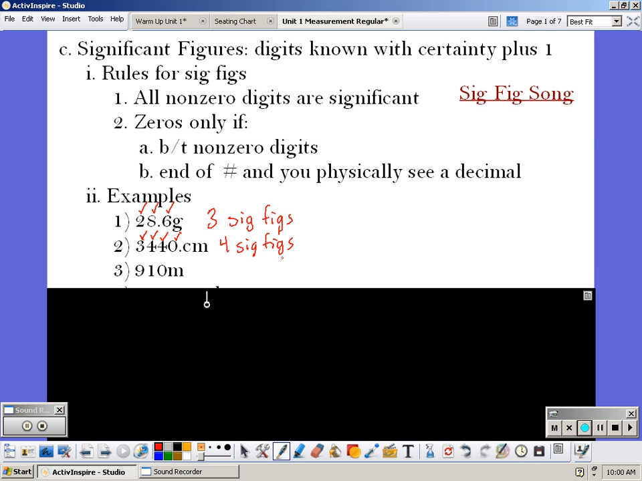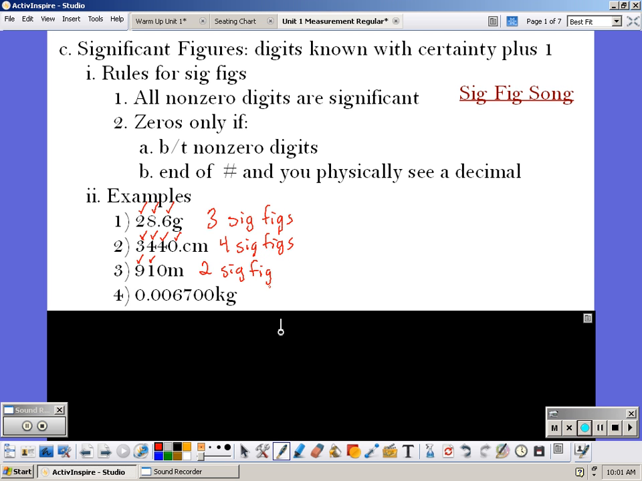In our third example, 9 and 1 are both significant. This 0, however, is not significant. Even though it comes after the 9, there's no decimal in the number, so it's not significant. So 910 has 2 sig figs.